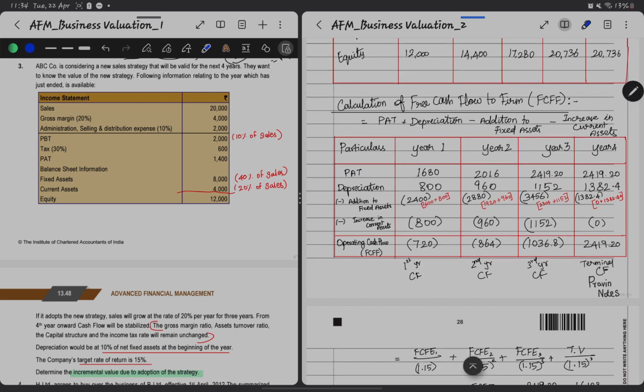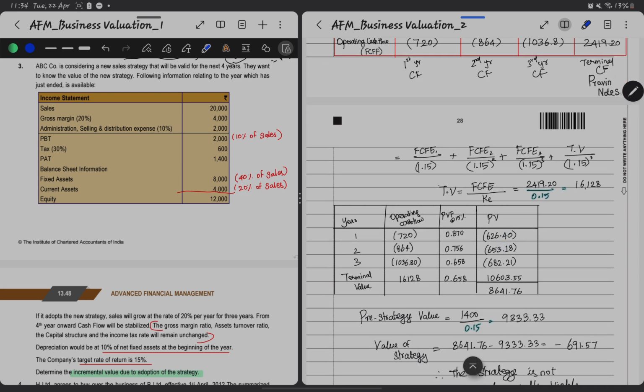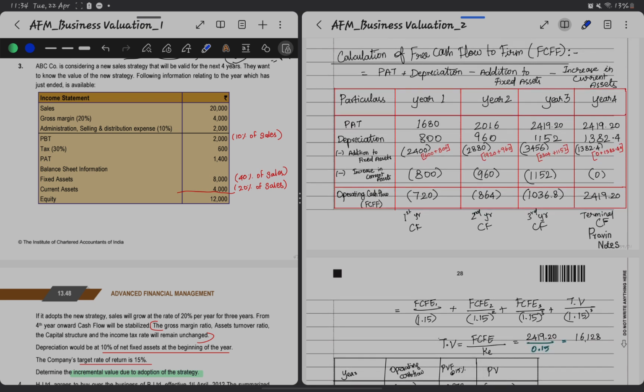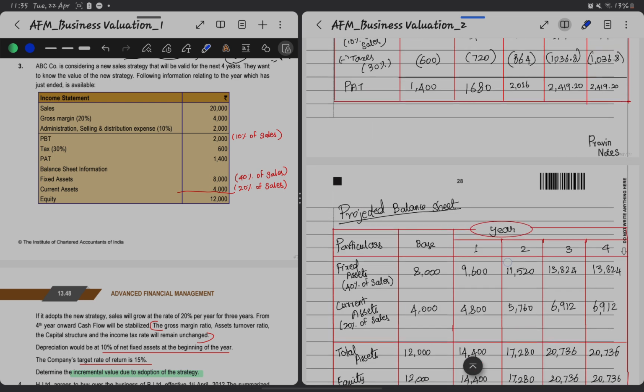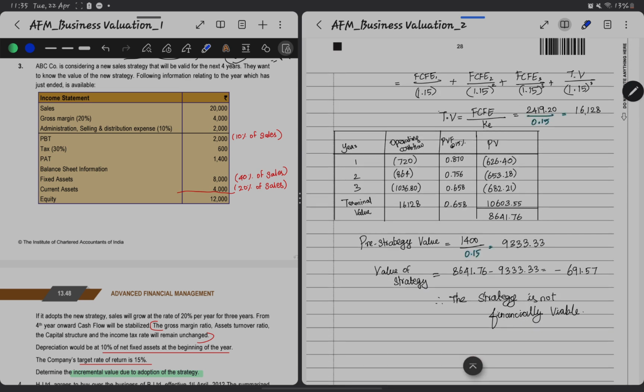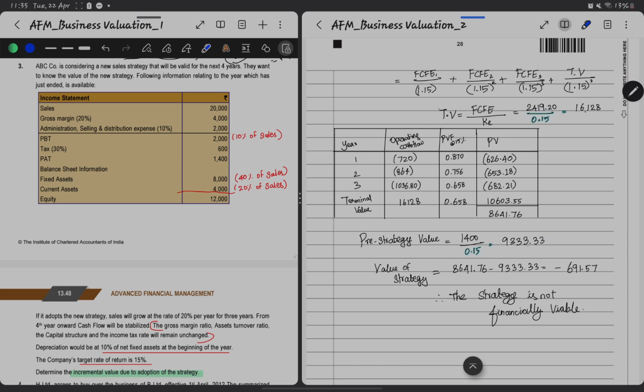We have to calculate this free cash flow to firm, then discounting it to the present value terms will give us the value of the strategy. So it's simply like whatever cash flows this new strategy is going to give in the upcoming years, I will discount it to the present value terms and I will compare it with whatever I'm getting now. In our current case, the PAT is 1,400 and we know the target rate is 15%. So in the current case, it is giving me 9,333. This is the pre-strategy value. Whatever the business is currently giving me, the current business value.